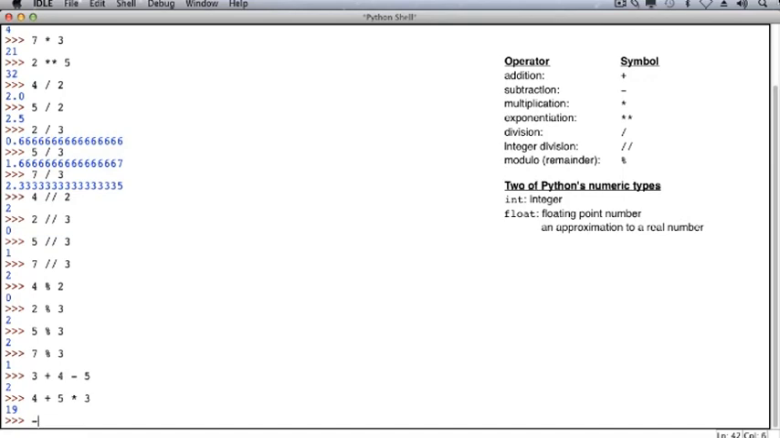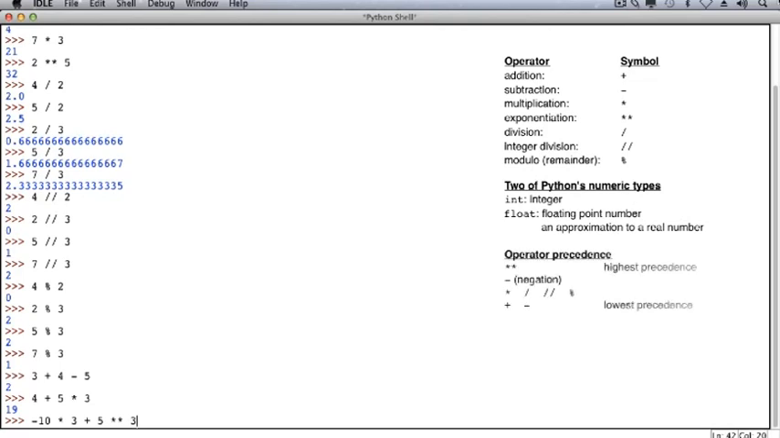The next expression will use a negative number. So this minus sign that we used for subtraction is also used with a single number in order to mean negation. We'll take negative 10, multiply it by 3, add 5, and take that to the power of 3.